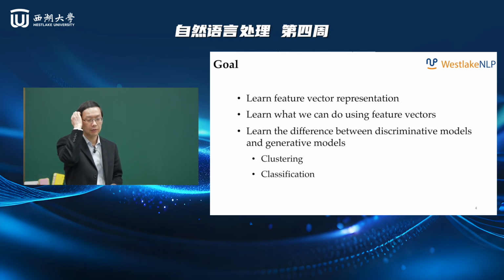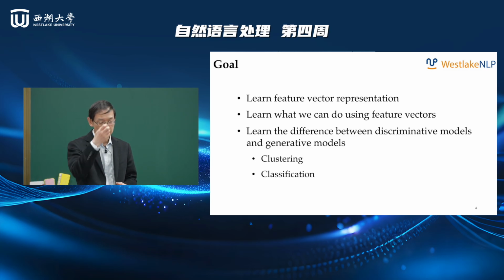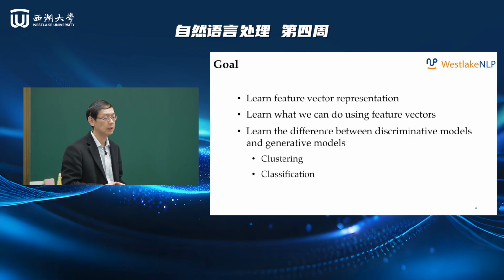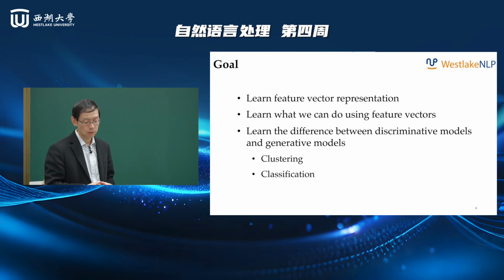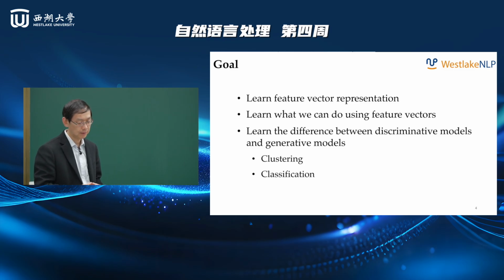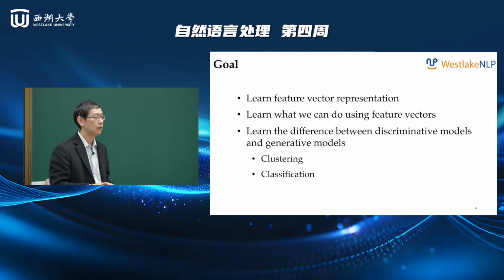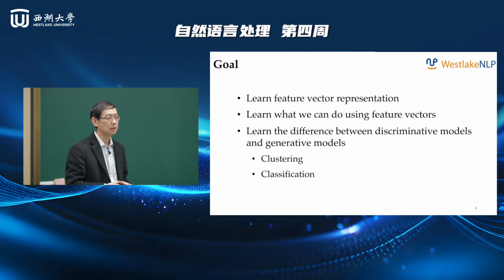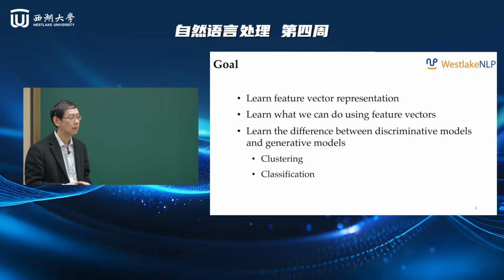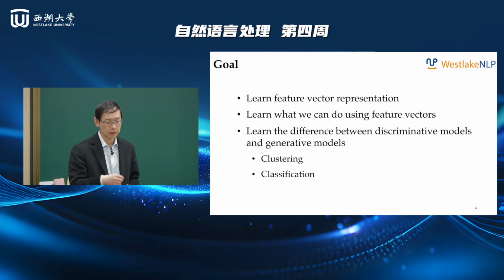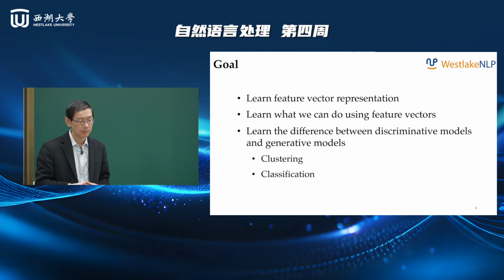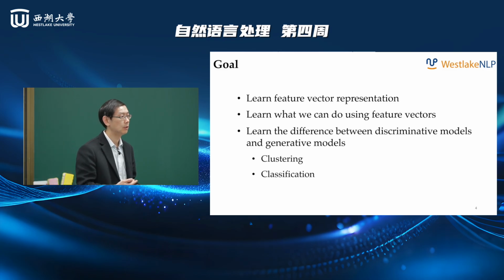We have the following goals for this week. The first is to learn feature vector representation. And then we can discuss what we can do using these vectors. And then we will discuss two of the discriminative classifiers which you have learned in your machine learning class, support vector machines and perceptrons. But in the context of feature vectors. So we will learn how to differentiate discriminative models and generative models.